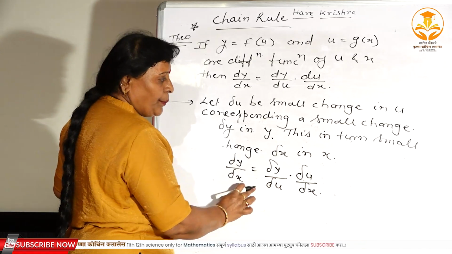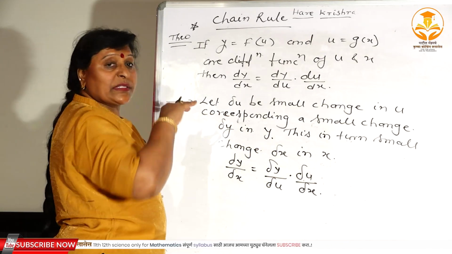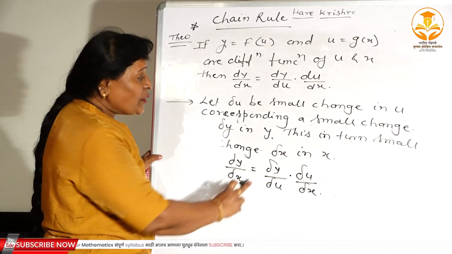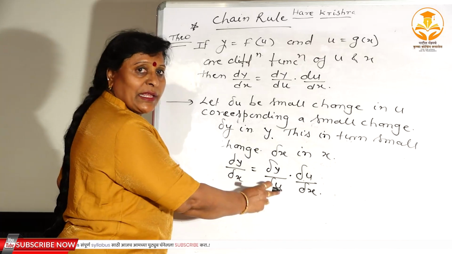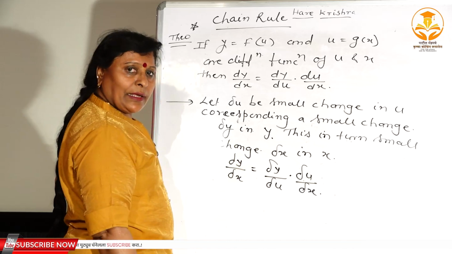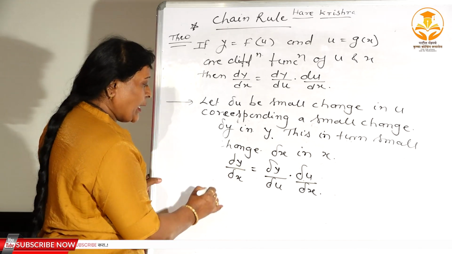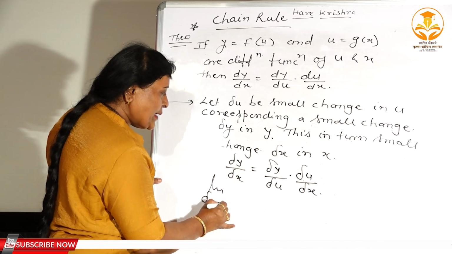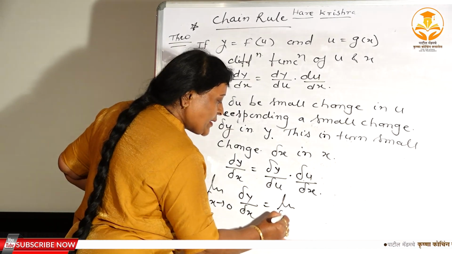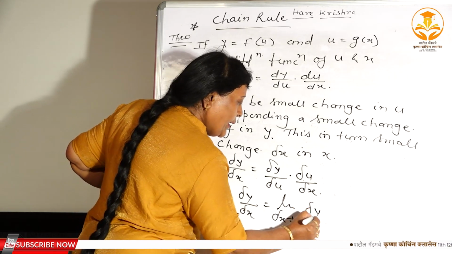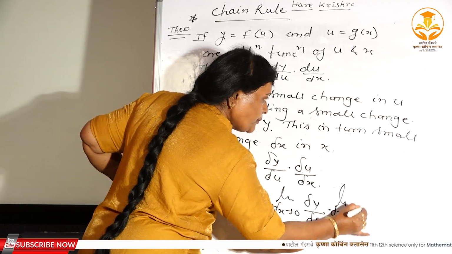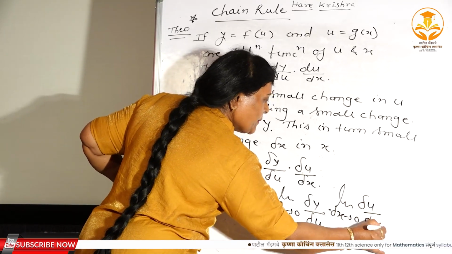We can write this, because this is not the derivative; the derivative changes from function to function, isn't it? So this is a numerical number, a real number, and any fraction can be written like this. Next step, you have to take the limit. Limit del x tends to 0, del y divided by del x, again limit del x tends to 0, del y divided by del u, again limit del x tends to 0, del u divided by del x.